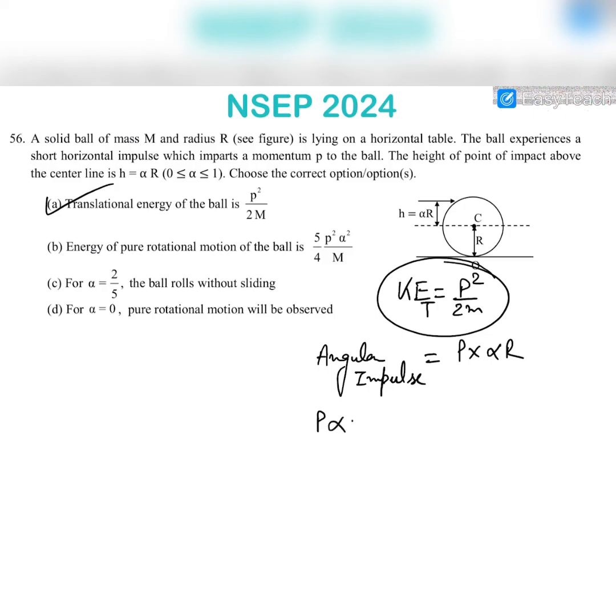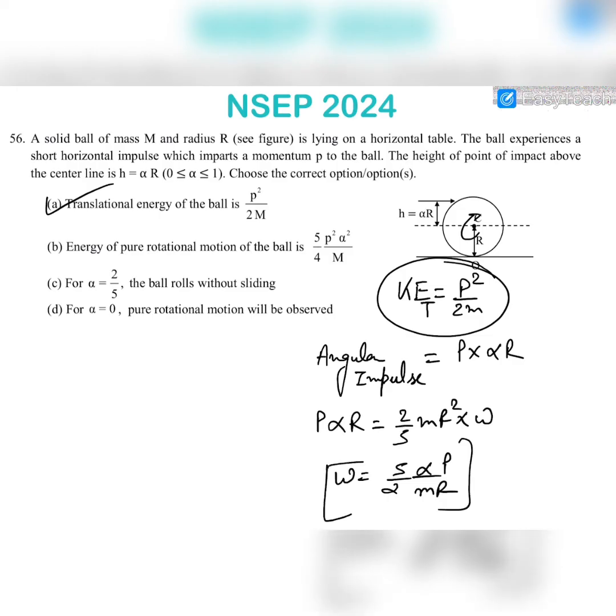So p alpha r will be equal to I omega, which is the change in angular momentum, and I is the moment of inertia about COM, because we have written this angular impulse about COM. So it is equal to 2 by 5 mr square into omega. So omega will be equal to 5 by 2 alpha into alpha divided by mr into p. This is the value of omega.